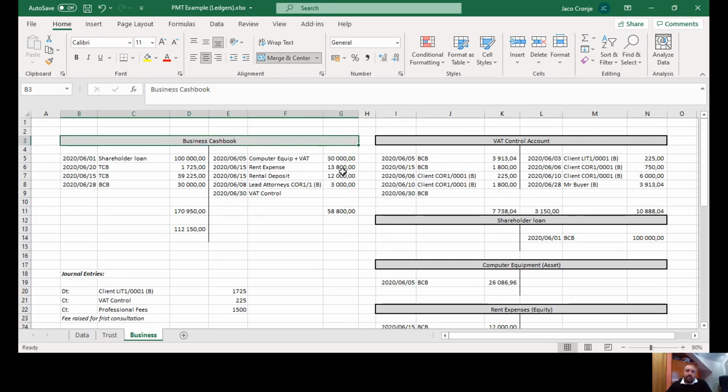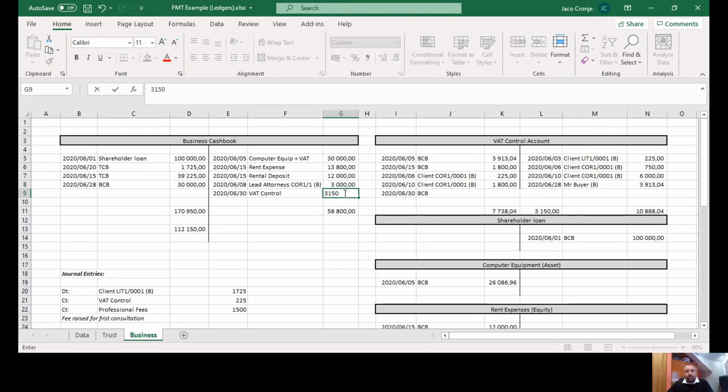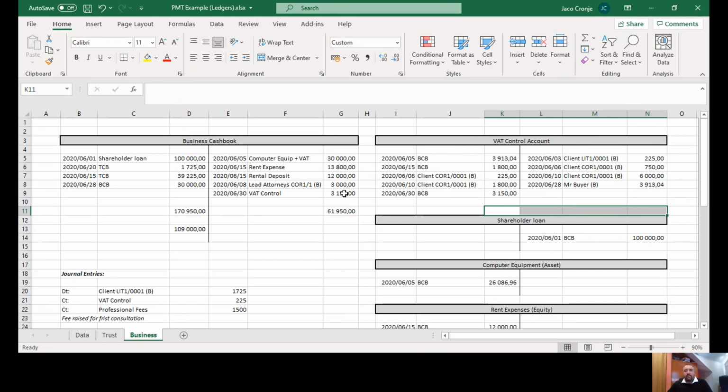If I pay SARS, will that increase or decrease? Answer is decrease 3150. Into that, you will now see that my VAT control is also 0. I don't owe SARS any monies.